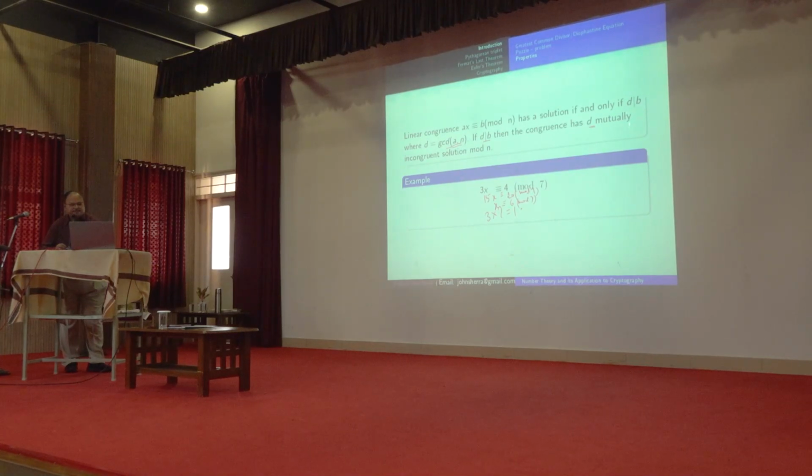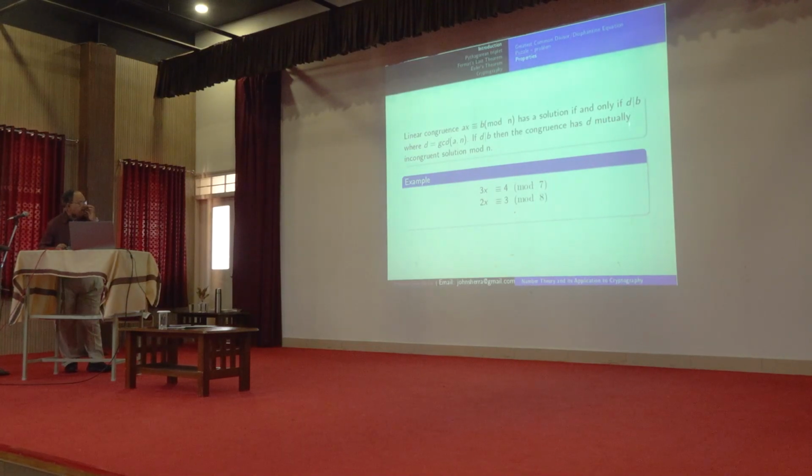And then another one, 2x congruent to 3 mod 8. There, again, you can find the solution here, 2 and 8. The GCD is 2, and that 2 does not divide 3. Therefore, this congruence has no solution. Somebody would have gone on verifying 1, 2, 3, 4, 5, up to 7 to check whether there is a solution and conclude at the end there is no solution. But instead, you can verify with the condition there.